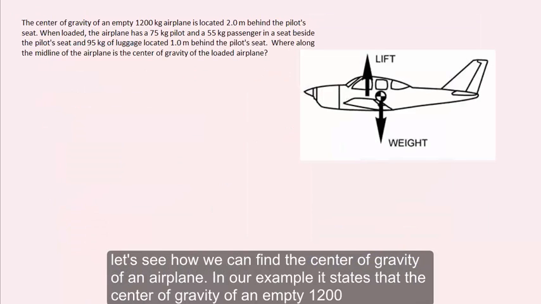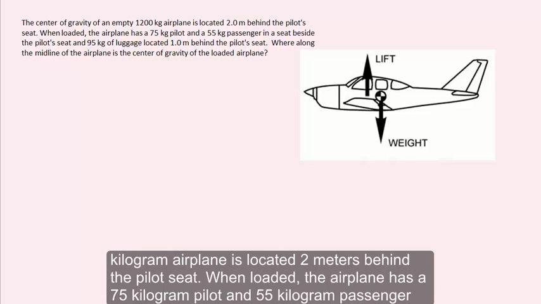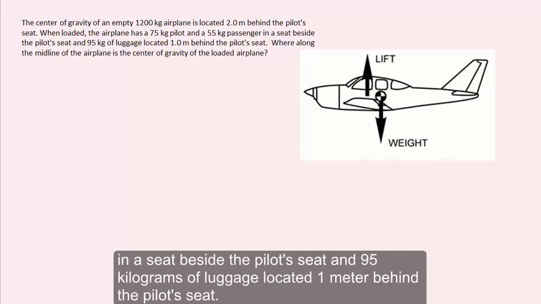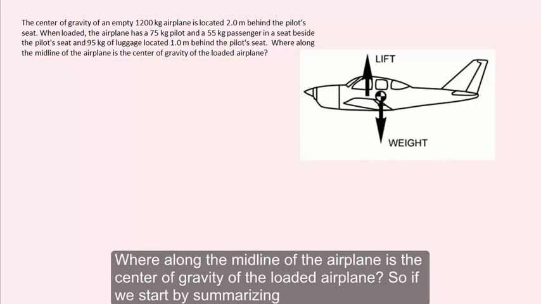So in our example below, let's see how we can find the center of gravity of an airplane. In our example, it states that the center of gravity of an empty 1,200 kilogram airplane is located 2 meters behind the pilot's seat. When loaded, the airplane has a 75 kilogram pilot and a 55 kilogram passenger in a seat beside the pilot's seat, and 95 kilograms of luggage located 1 meter behind the pilot's seat. Where along the midline of the airplane is the center of gravity of the loaded airplane?